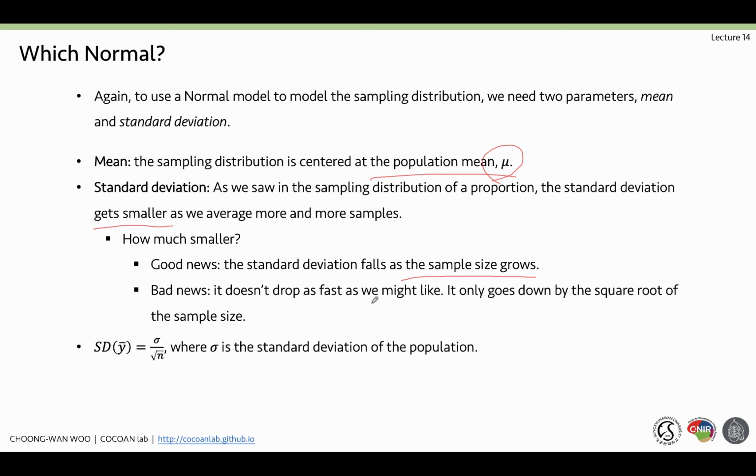So this is the standard deviation of the sample mean. Y bar is the sample mean, not the parameter, that is not mu. This is about the sampling distribution, right? The standard deviation of the sampling distribution is defined by sigma, the population standard deviation, divided by the square root of n. This standard deviation is called the standard error of the mean.